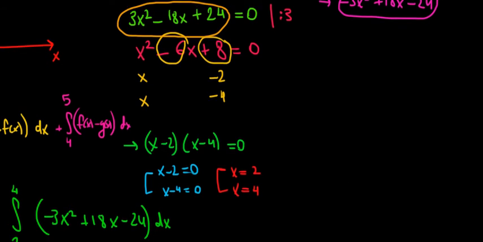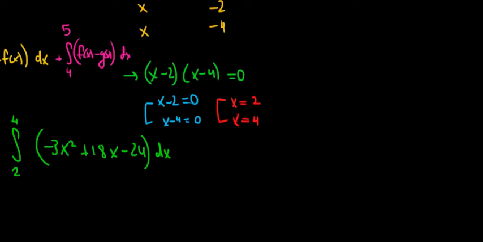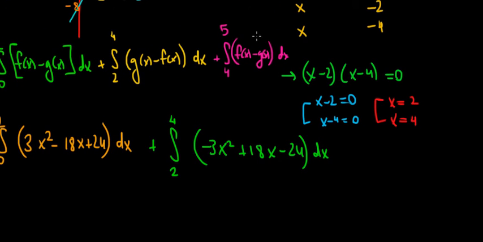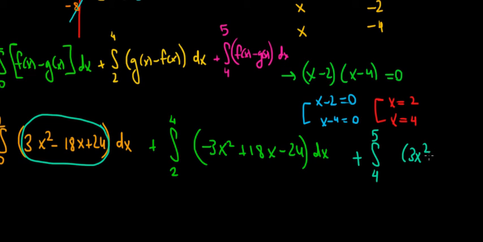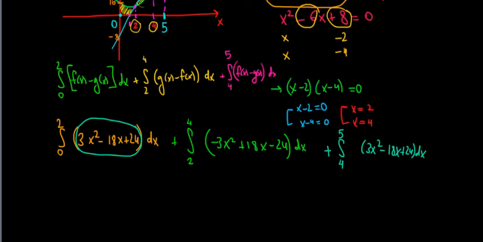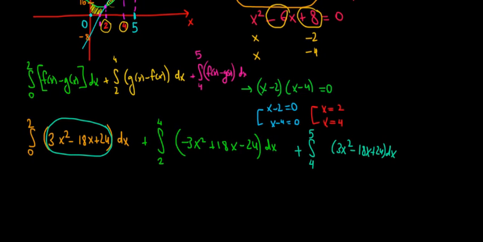The last range is again f of x minus g of x. So what we will have now is plus the definite integral between 4 and 5 of f of x minus g of x, which we calculated previously, that's 3x squared minus 18x plus 24 dx. Now we stop here in this video. Let me just zoom out because we will need more space, and in the next video we start integrating and finding out the area.